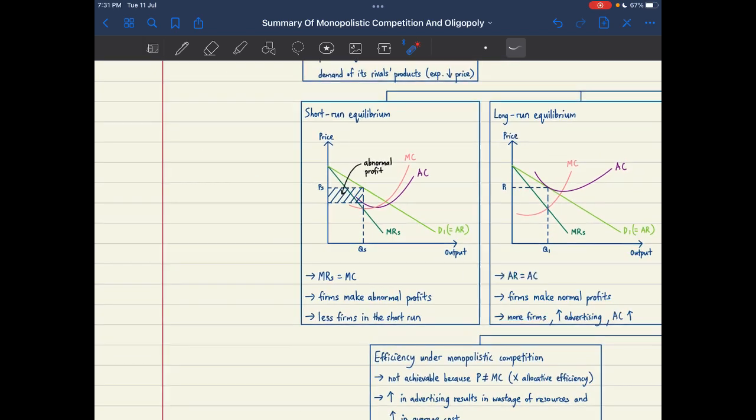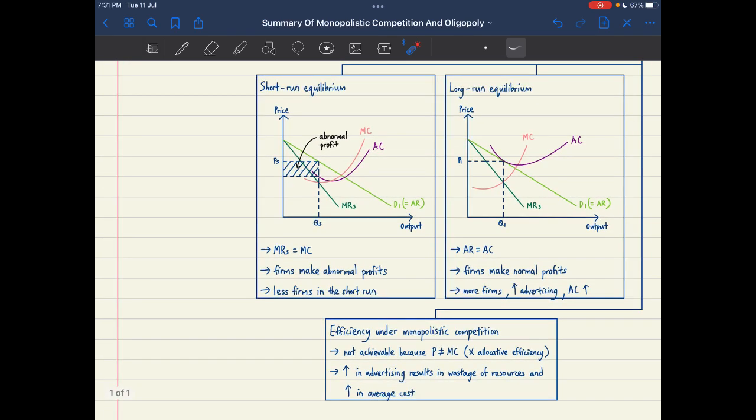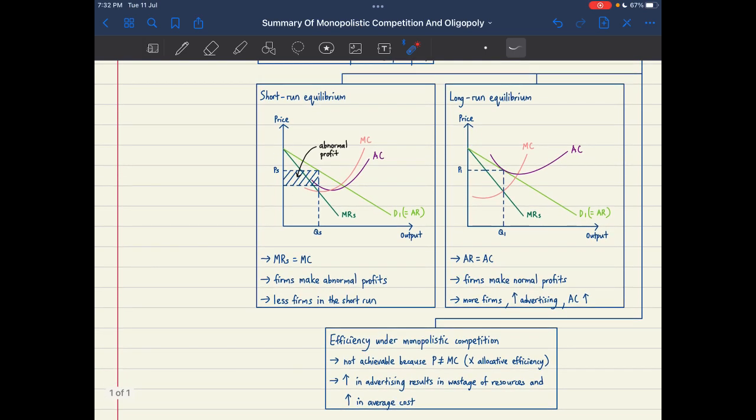And then at the same time, you can see that for our price for the long run equilibrium, we're also not producing at a point where P equals MC. In fact, we're actually producing at a point where P equals AC. This is due to the fact that we have increased advertising, which results in an increase in average cost. So this means that there's no allocative efficiency in the long run.